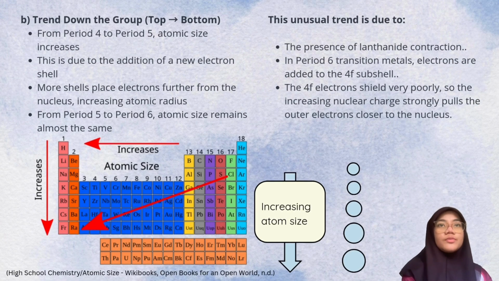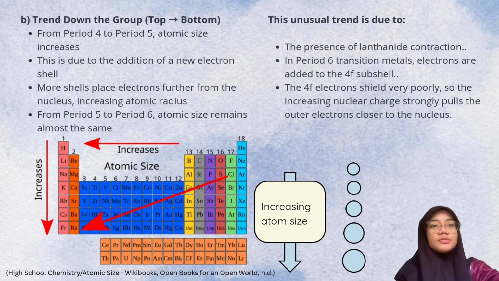As we trend down the group, from the top to the bottom, from period 4 to period 5, atomic size increases. This is because an additional electron shell is added. More shells means electrons are located further from the nucleus, leading to a larger atomic radius. This unusual trend is due to the presence of the lanthanide contraction, where in period 6 transition metals, electrons are added to the 4f subshell.